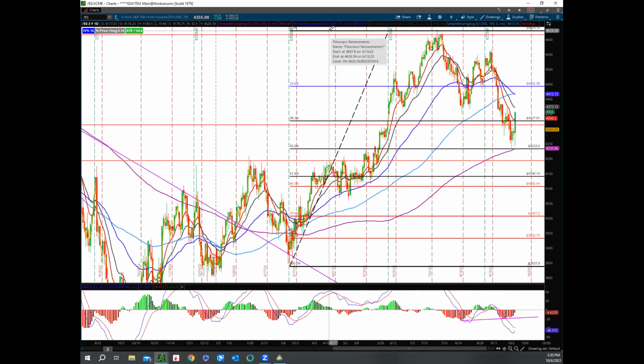I'm curious because there's a couple names here that are newer to me. Is there anybody here who's not familiar with the Fibonacci retracements?